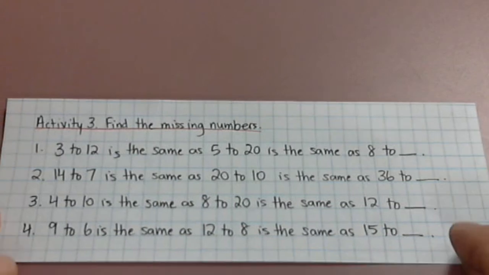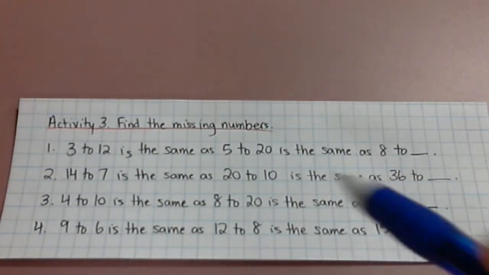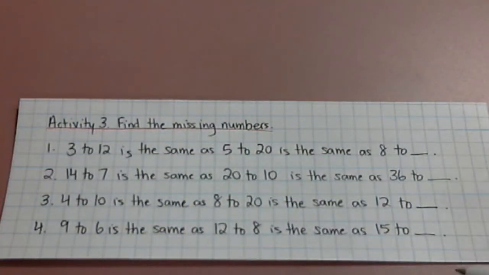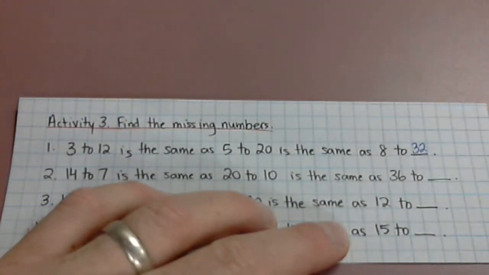So this gets a little more specifically into looking at ratios written in words. So here we see 3 to 12 is the same as 5 to 20, which is the same as 8 to what? Well, in each case, the second number is 4 times as much as the first number. So 4 times as much here would be 32.